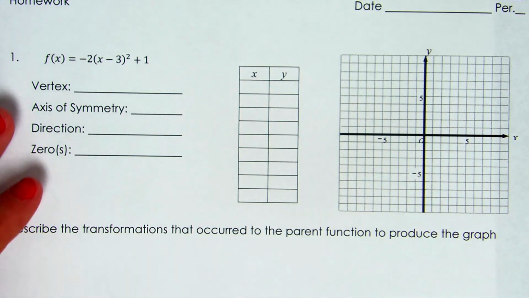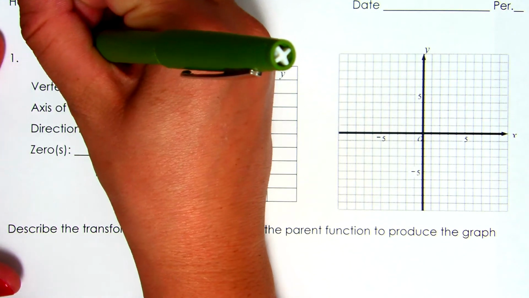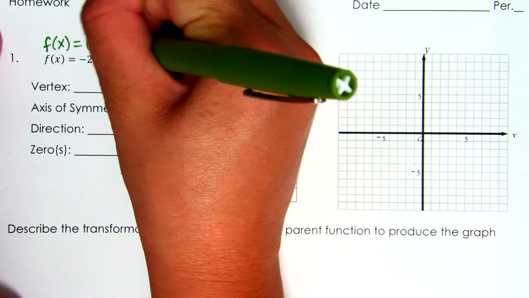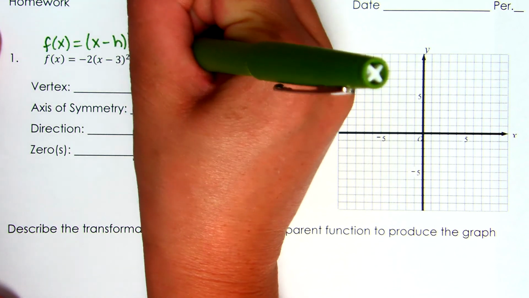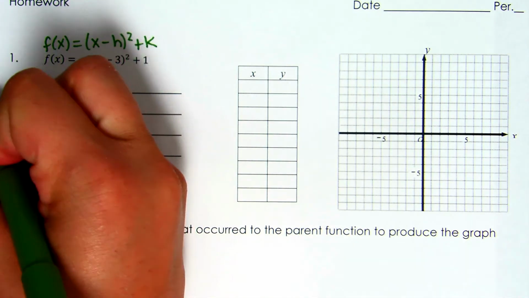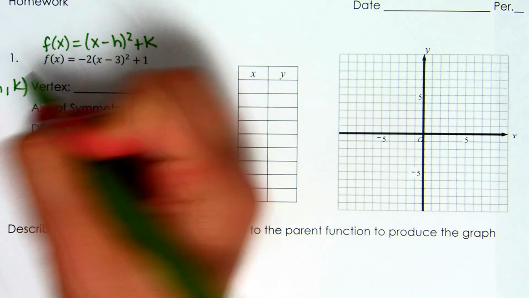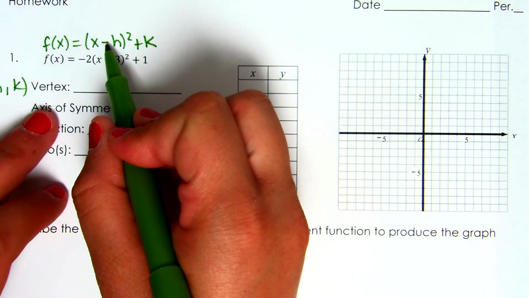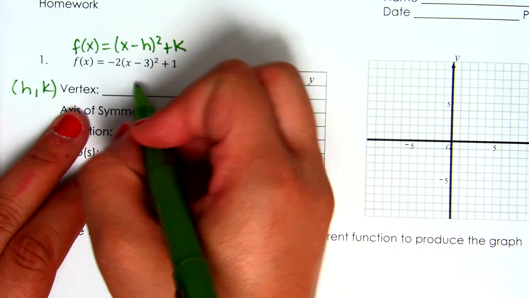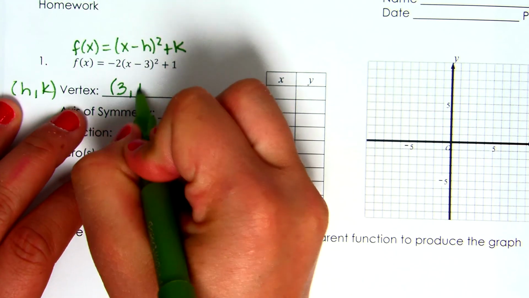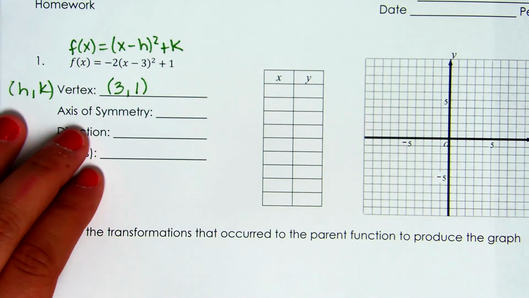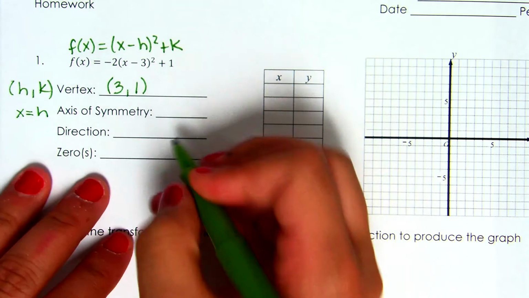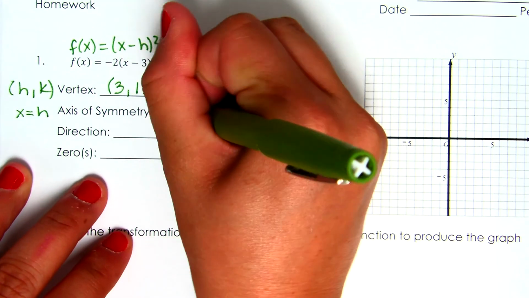Vertex form again, day 4. So we start out with the equation f of x equals x minus h squared plus k. When I'm trying to get a vertex, h comma k, h is the opposite sign that it looks like because the negative belongs to the equation. So h is 3, k is 1, vertex is 3 comma 1. Axis of symmetry, x equals h, so x equals 3.